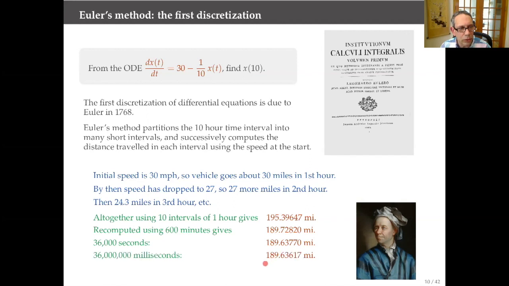And if you wanted to, you could go to milliseconds. If you have a computer, you can do that, and you get 189.63. Or you could go to microseconds, and it doesn't change to all 8 digits that I've shown there. And so this is what we see happens with Euler's method. As you take more and more intervals, the numbers settle down, and the final answer is, we hope, the correct answer. And that question was answered by Cauchy. That took another 60 years. Cauchy proved that this method works and always settles down to the correct answer.